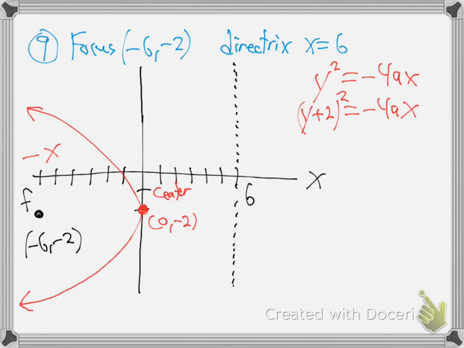Now, we still need a. Everybody good so far? What is a again? It is the distance. So how far is it from the center to that? It's 6. And it's always positive because it's a distance. So we put in 6 right there. So it's going to be y plus 2 squared is minus 24x. Huh? 4 times 6? The a is 6. So there's our equation.